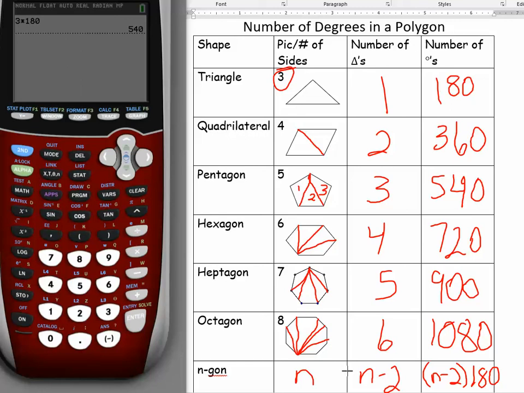So if we had a 12-gon, which is called a dodecagon, you'd take your 12 and you'd plug it in for n. So 12 minus 2 is 10. 10 times 180 is 1,800. So the number of degrees in a 12-gon would be 1,800 degrees.